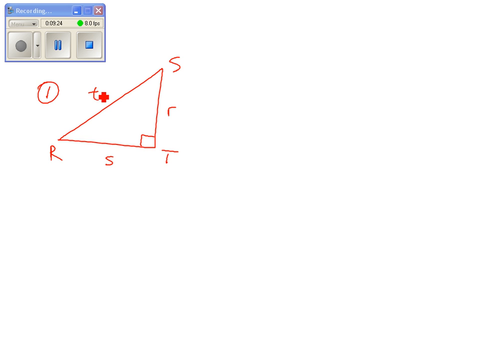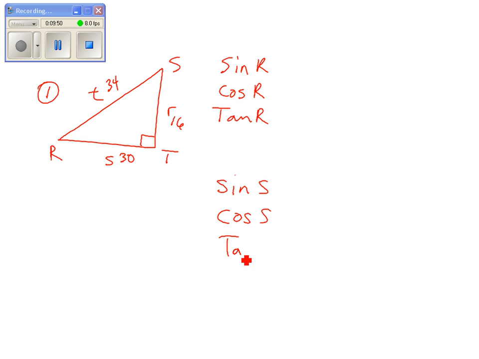And this time they tell us that little r is 16, little s is 30, and little t is 34. They want us to find the sine of angle R, cosine of angle R, and the tangent of angle R. They also want us to find the sine of angle S, cosine of angle S, and the tangent of angle S. I'm just going to find the fraction part of it and reduce it for you, and then you can change it to a decimal.